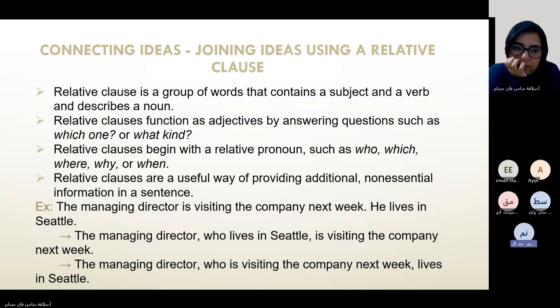The managing director is visiting the company next week. He lives in Seattle. So these are two independent clauses. How can we combine them? The managing director who lives in Seattle is visiting the company.